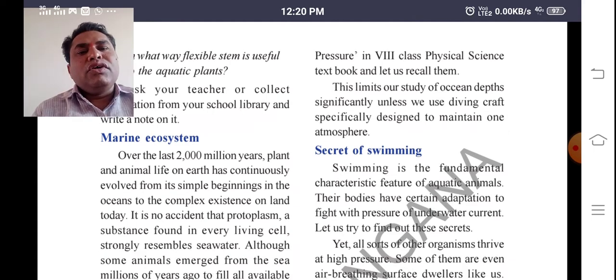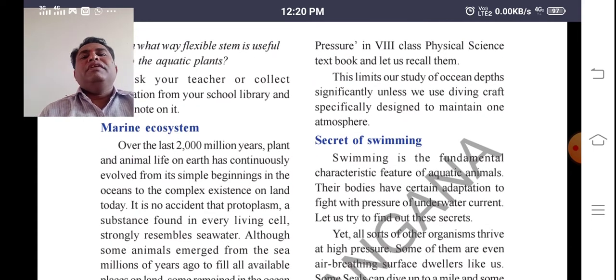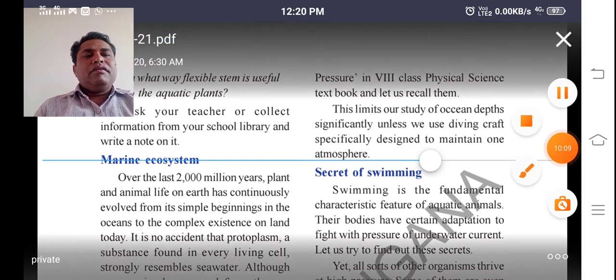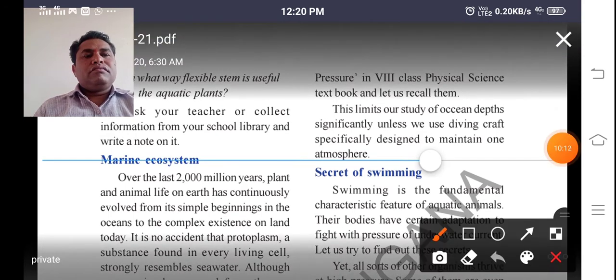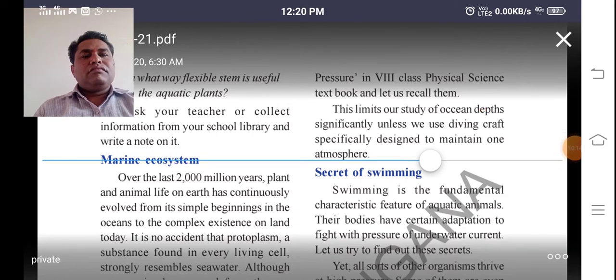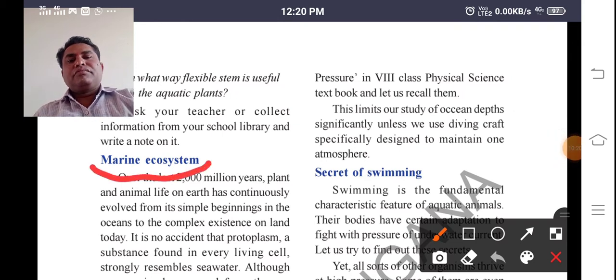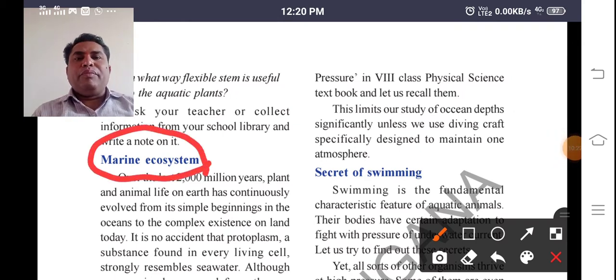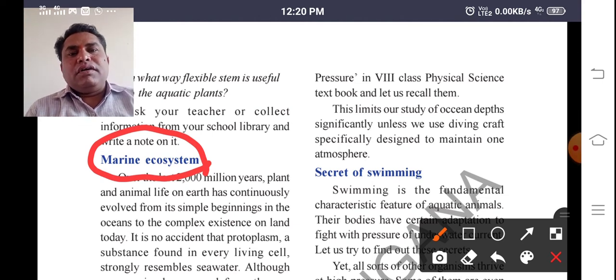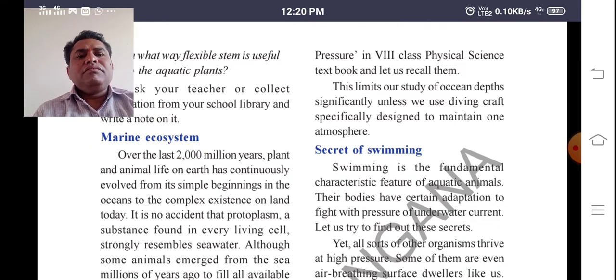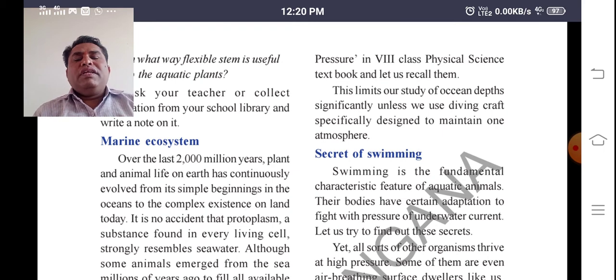So let us discuss the marine ecosystem. Marine ecosystem is nothing but ocean water, for example. Why? Because it is salt water. You have to keep this in your mind. An example for marine ecosystem is oceanic water.